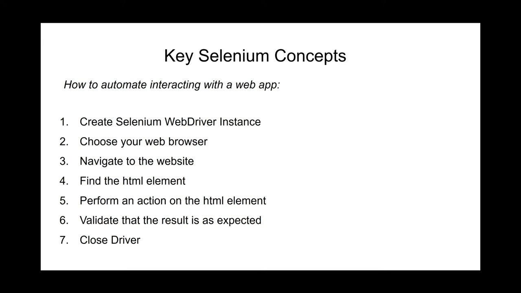So we'll be looking for the username and the password in the form. Once we've found those elements, we will perform the actions, which is inputting the username and the password, and then clicking the login button. And then, once that is done, we will validate that once you click the login button, the right page, which would be the logged in page, pops up.